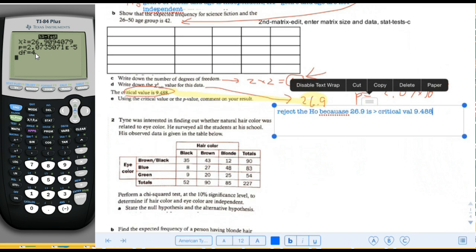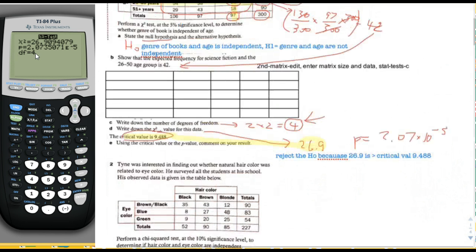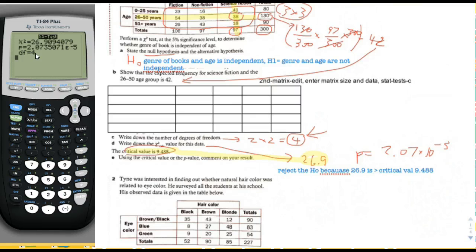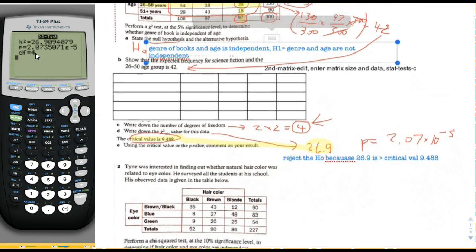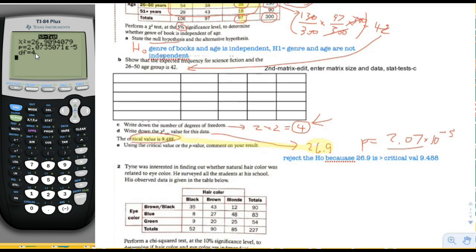And you can also look at the p-value. The p-value can also be used to do that. You see how the p-value is really small, 2.07 times 10 to the minus 5th? It's very small. It's actually smaller than the significance level. Significance level, remember, is 5%, or also known as 0.05, okay? And so since 2.07 times 10 to the minus 5th is smaller than the significance level, then you can also reject it.